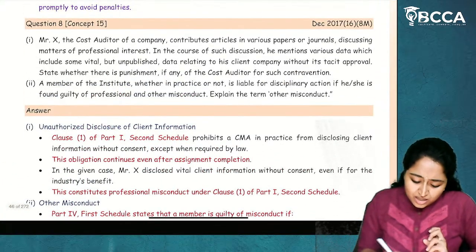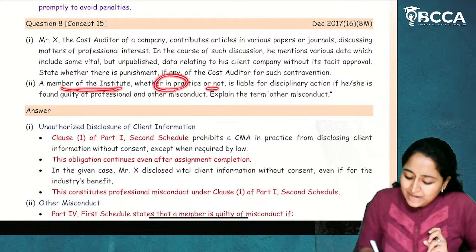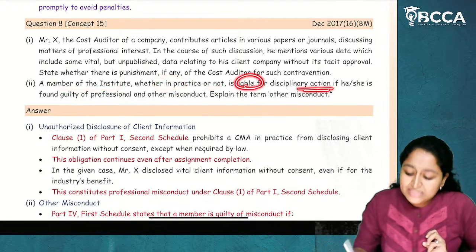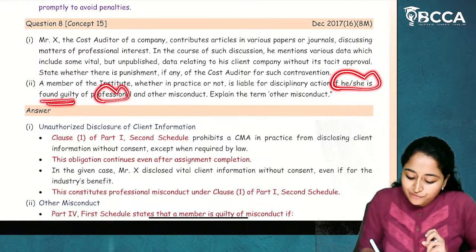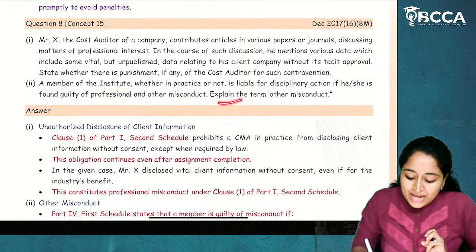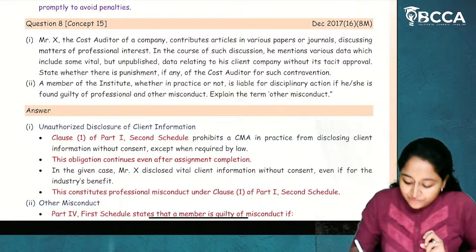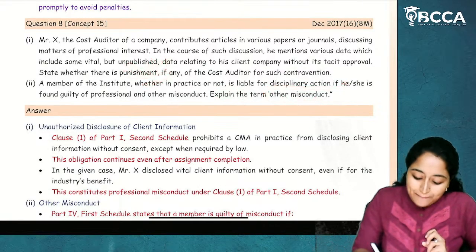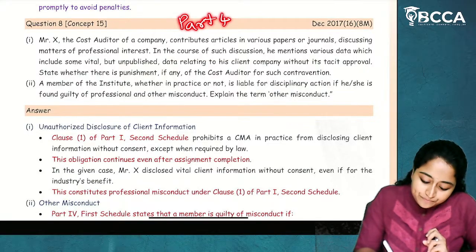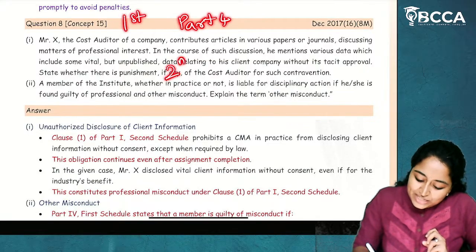And then a member of the institute, whether in practice or not, is liable for disciplinary action if he or she is found guilty of professional and other misconduct. Explain the term other misconduct. We have other misconduct in both part 4 of the first schedule and in the second schedule part 3.